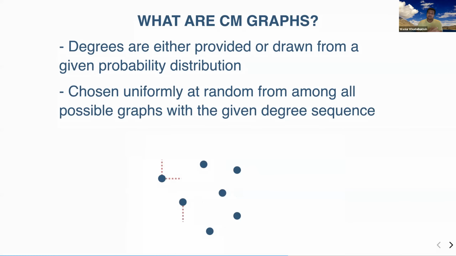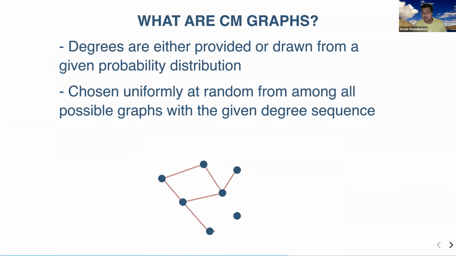So what are the configuration model graphs? The configuration model graphs are a generalization of the classical Erdős-Rényi type of random graphs. It's nice because it allows you to prescribe a degree sequence or a probability distribution for the degrees. As we see here, these vertices are assigned some degrees, some half edges initially, and then those half edges are paired uniformly at random. So it's analytically quite tractable.